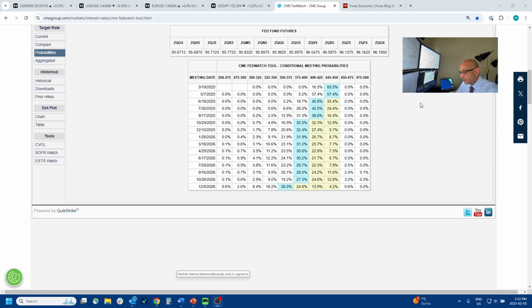So the CME FedWatch tool shows us that 83% of market participants expect rates to remain unchanged for the upcoming FOMC meeting scheduled on March 19th. And as we look further into future FOMC meetings, we can see that the majority of market participants are looking for rate cuts to happen in the second half of 2025 rather than the previous view which we had in December of last year.